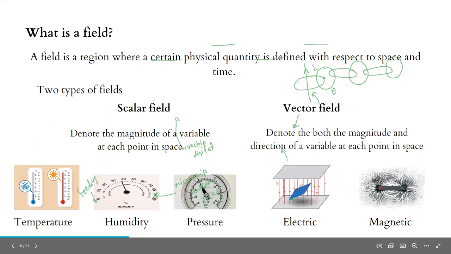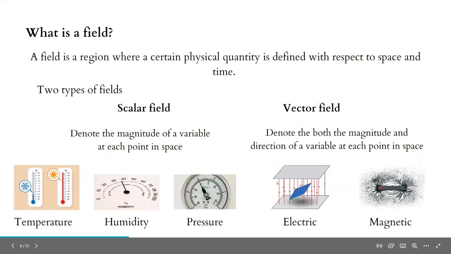So I will be covering theories and application data related to transmission lines and antennas in the third and fourth units of this course, right? So next, we need to learn about what a field is, right?